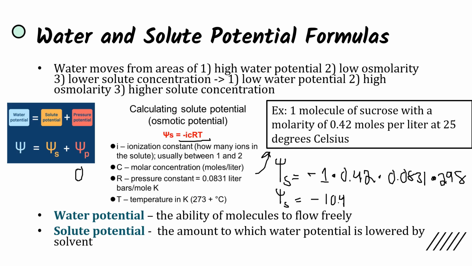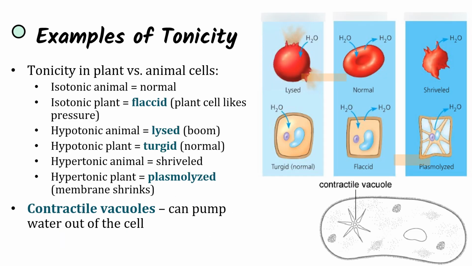negative 10.4. So there's not a very high chance that you will see a question on this on the AP exam, but it's still good to know the different terminology, how water is going to move always towards more solute, and how to find both water potential and solute potential. So let's talk about tonicity in plant versus animal cells.